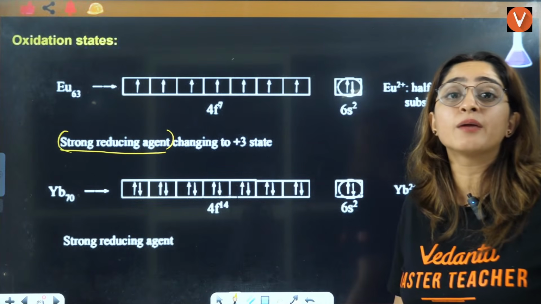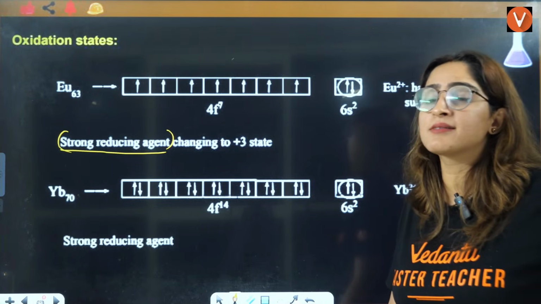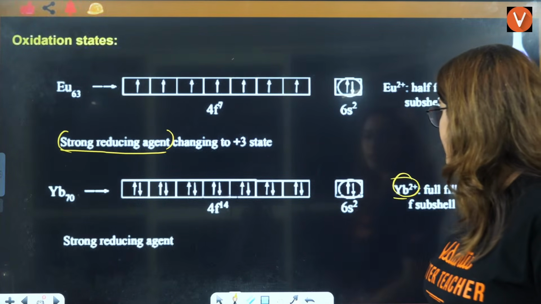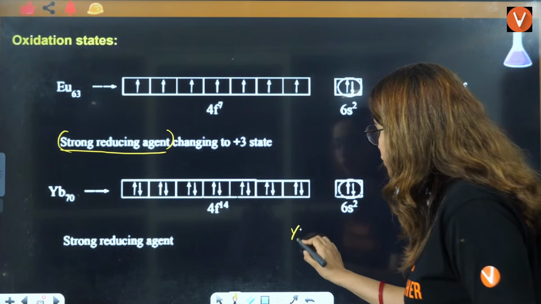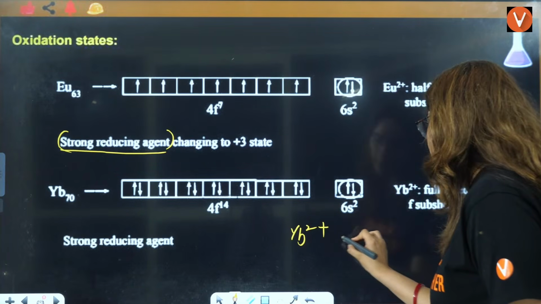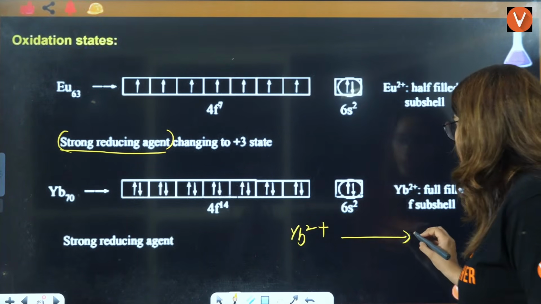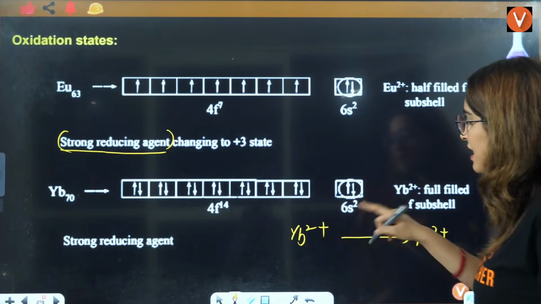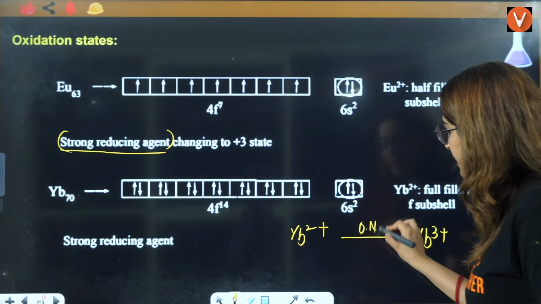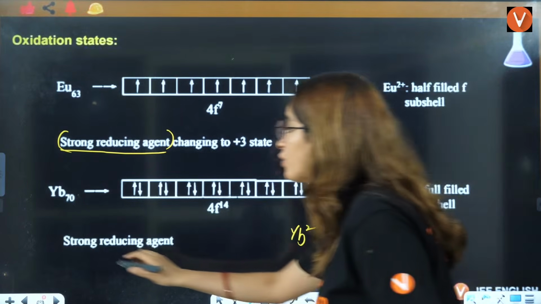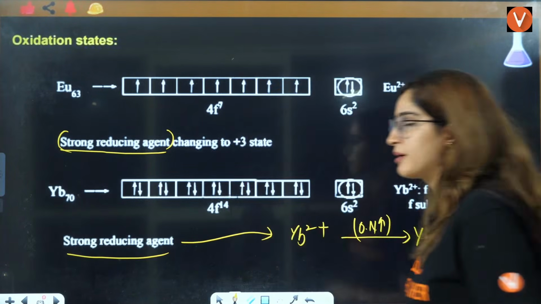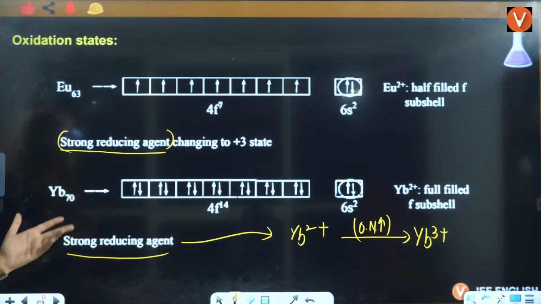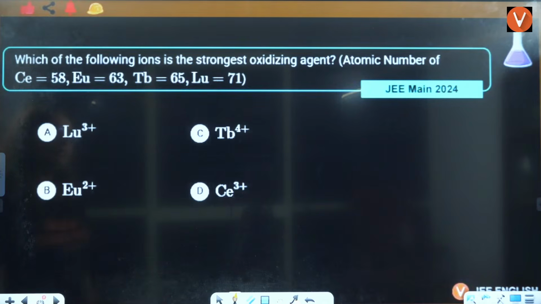Now ytterbium exists in +4 oxidation state, +2 oxidation state, right? So in +2 oxidation state, it is fully stable with 4f14. So that's why it would want to be in ytterbium 3 positive. That's why it itself will increase the oxidation number. That's why it is a very good reducing agent, because itself it wants to get oxidized. It will reduce something, so it will act as a very good reducing agent, right?